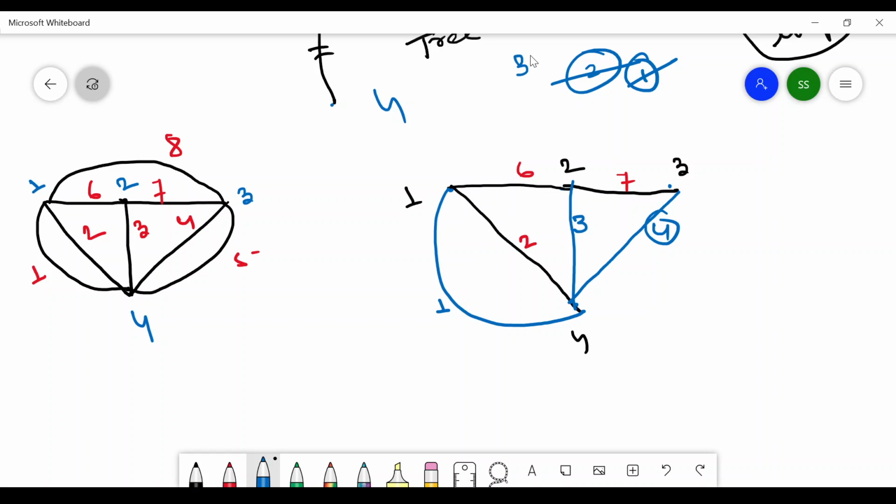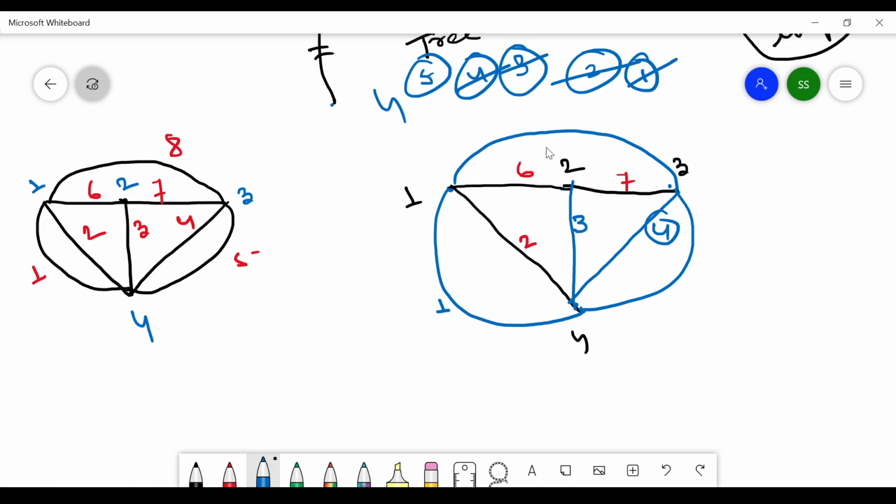So here the number of loops is 3. Then we connect 5, and we get this total loop. So we have 4 loops. Then 6 is already connected, 7 is already connected, then last is 8. In that case we have this independent loop. So in total we get 5 independent loops.